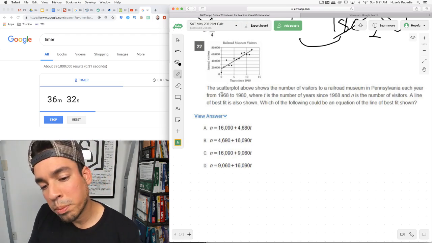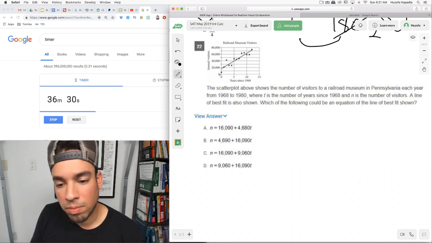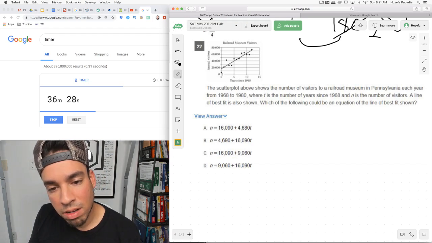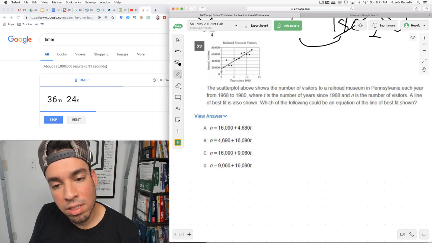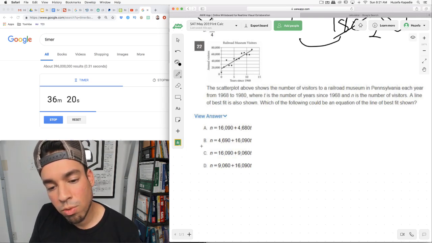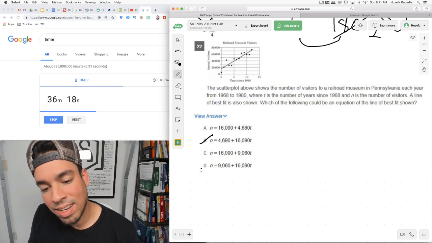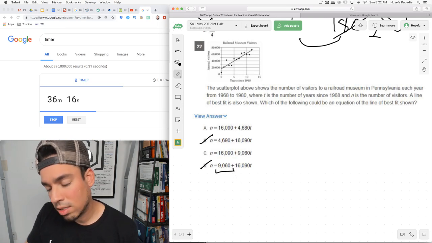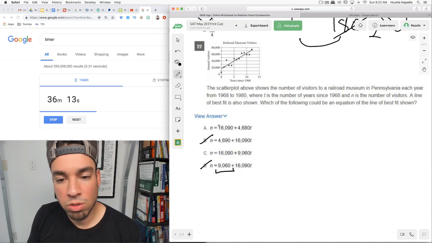Okay. I like that y-intercept of about 17. So it's hitting the y-axis at about 17,000. So this is a y-intercept of 4,000. Nope. This is a y-intercept of 9,000. Even though they flip the order, that's the constant value. So 16,090 is what it must be. And it's either this slope or this slope.